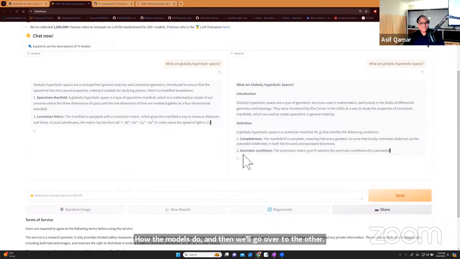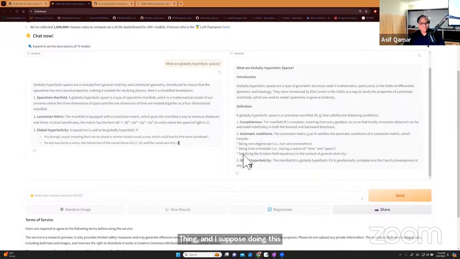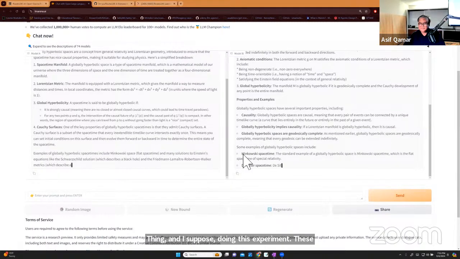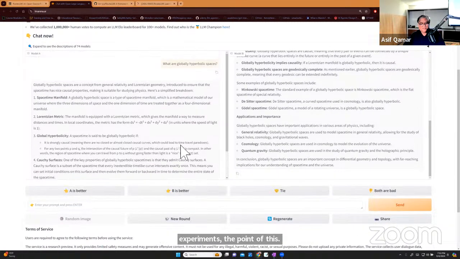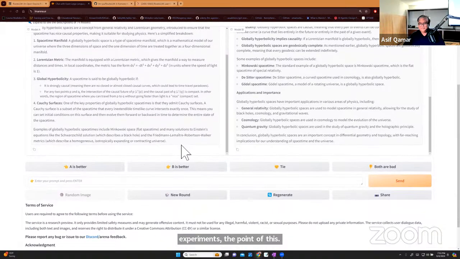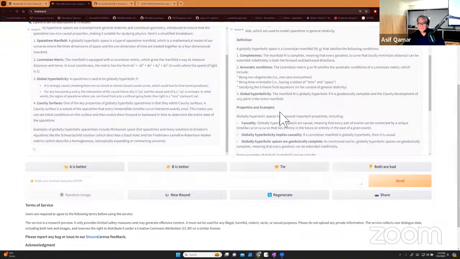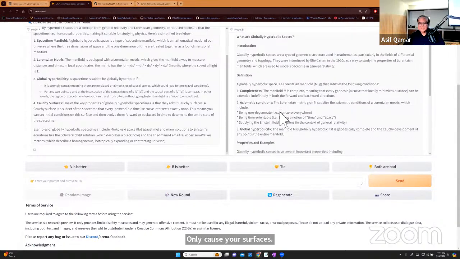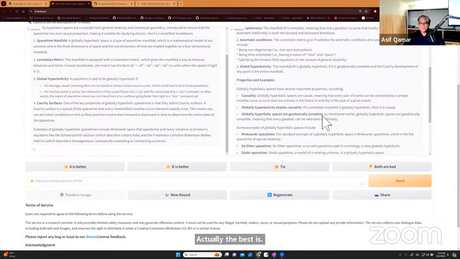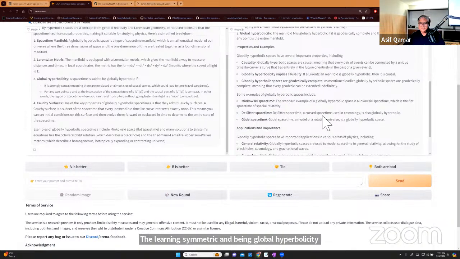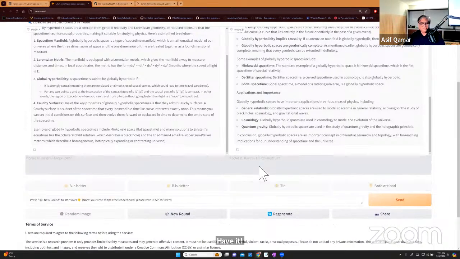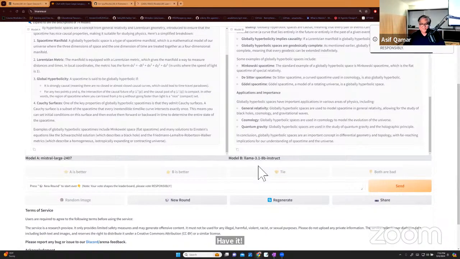And I suppose doing these experiments brings home the point of this paper. Wrongly causal Cauchy surfaces. Completeness. Actually, the best is the Lorentz metric M being globally hyperbolic. Both of them are tied because both have some part of the right answer.